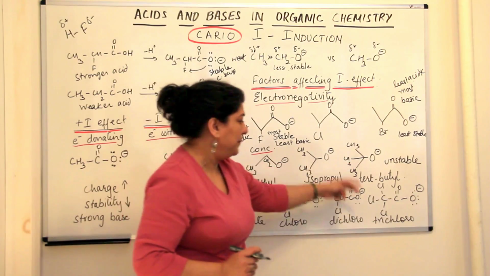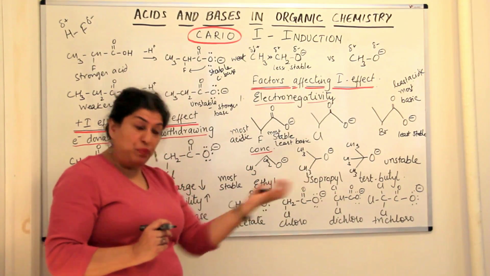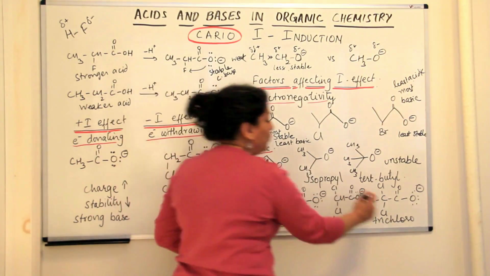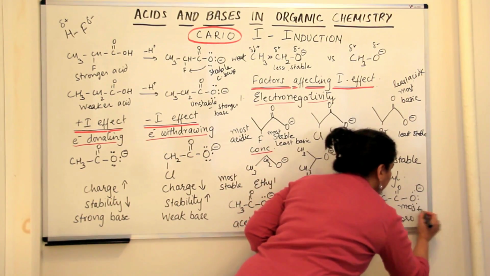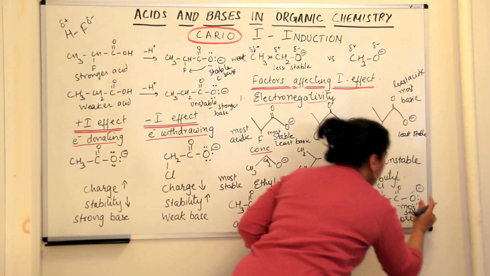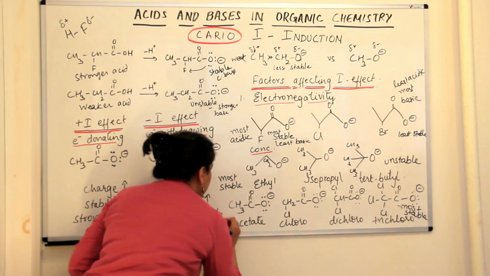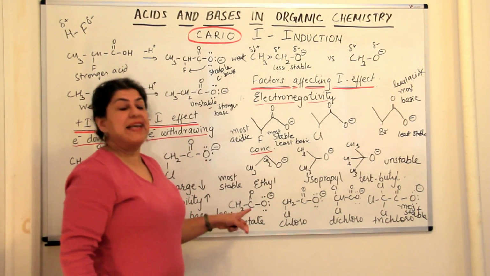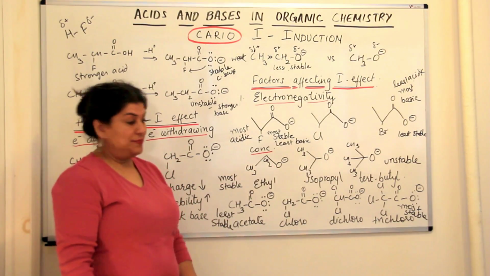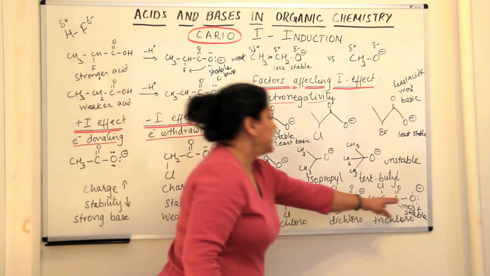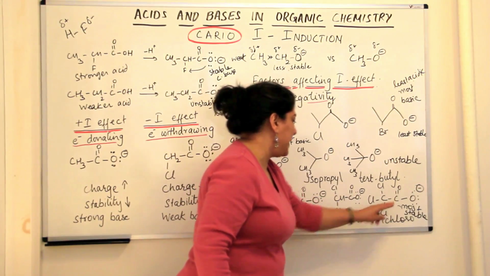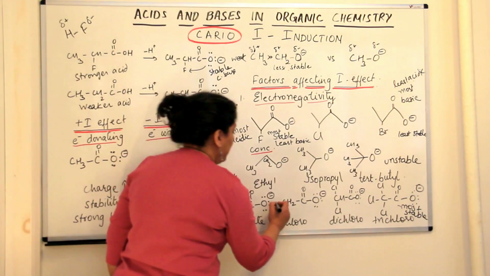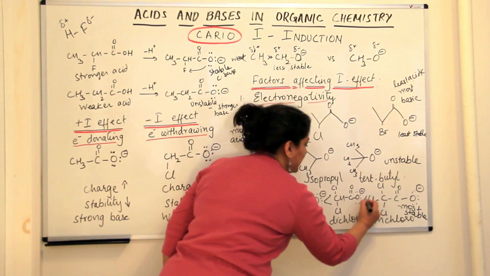This was plus I again. This is minus I. The chlorine is pulling the electrons towards itself. Therefore, it is stabilizing the charge. So this would be the most stable. So this is the most acidic, and this is the least stable. And therefore, this is the least acidic in this sequence. Most stable is this one. So this is most acidic. This is least stable. So this is least acidic. So we can say acid strength is increasing in this direction.